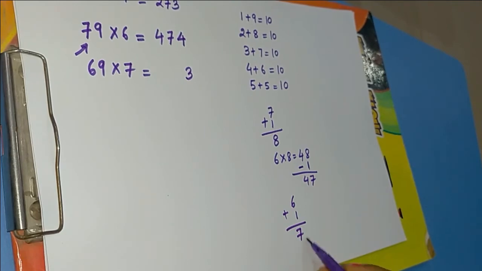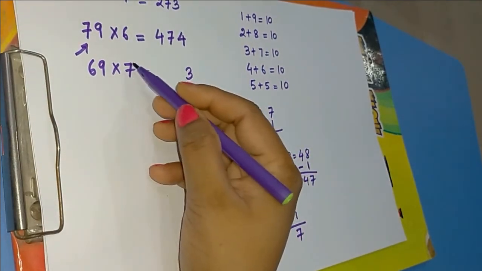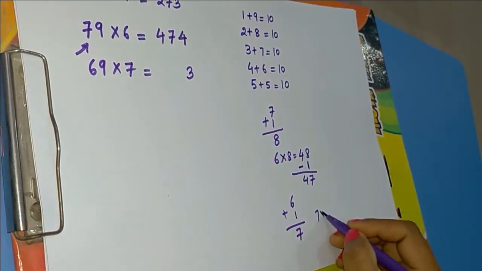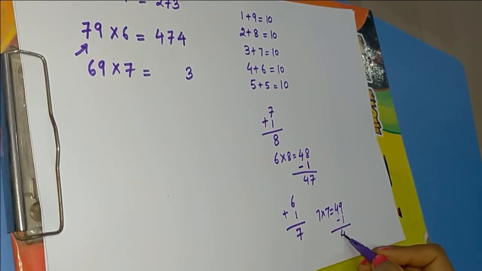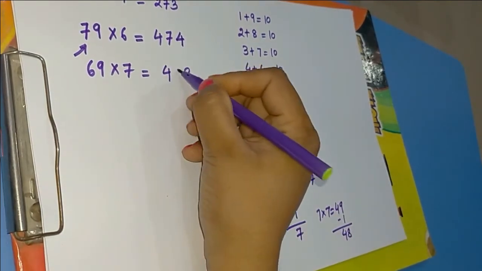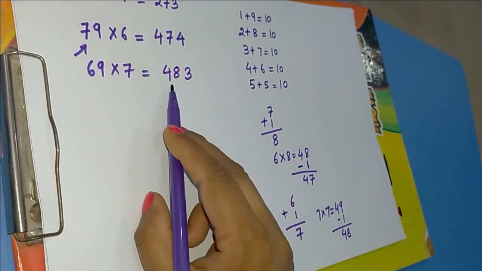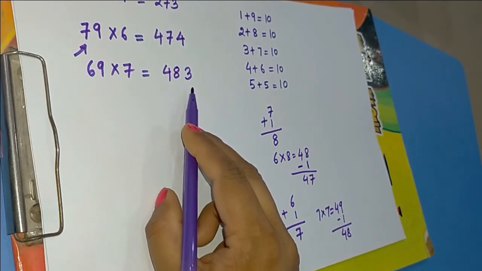And now we need to multiply this 7 by this 7. So 7 cross 7, that is 49. And now we need to subtract 1 from this 49, that is 48. So here we can write the 48. So here we got the answer 483.